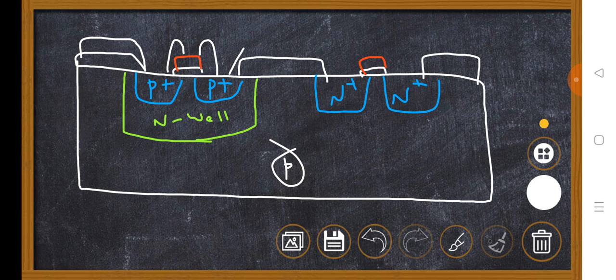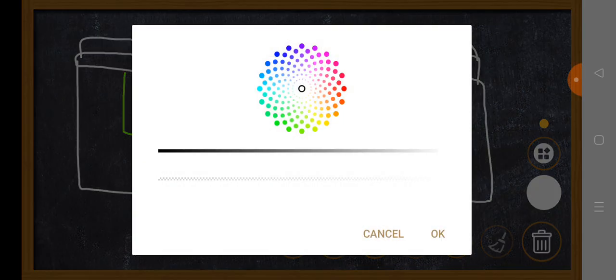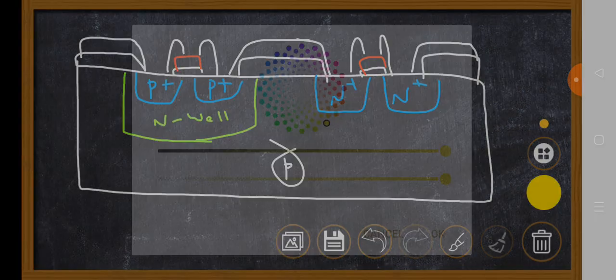Okay, and here also there is a thick oxide, thick oxide, and a thick oxide. Is it clear, all of you? After that, what will be the next step? Anybody?